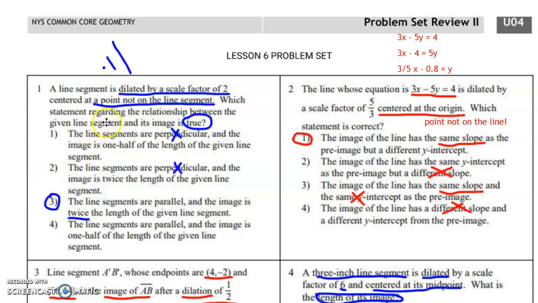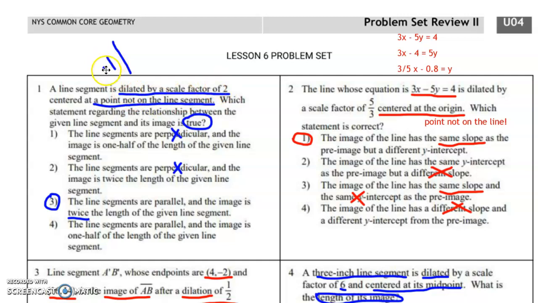All right, for this first problem, it's asking us to dilate by a scale factor of 2. Let's say that this is the center of dilation and that this is the line segment. When we dilate by a scale factor of 2, 2 things happen. First thing that happens is that it gets longer. It gets twice as long. Scale factor of 2 means I multiply the measurement by 2.